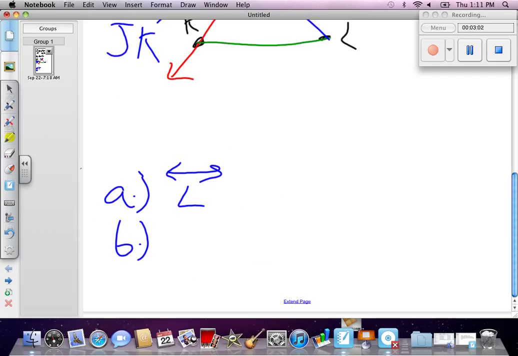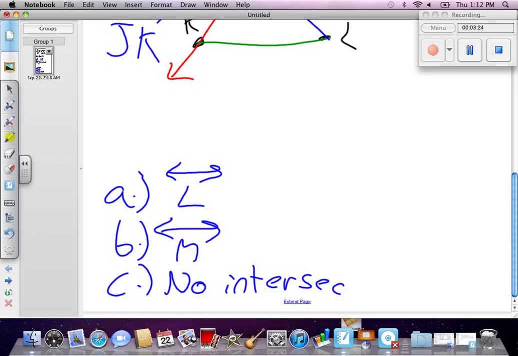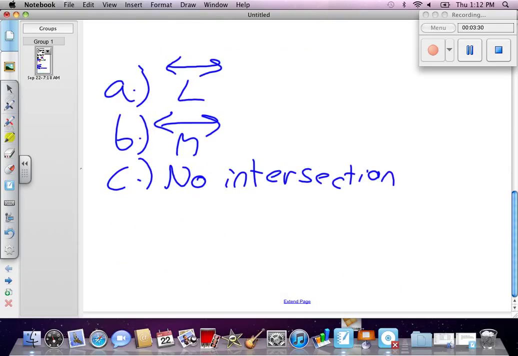B. Name the intersection of P, R. And make sure you put that line over it, or you won't get full credit. Okay. C. Name the intersection of R, Q. What is the intersection of R, Q, Eric? Plane P. There is no intersection of R, Q. No intersection. Okay.